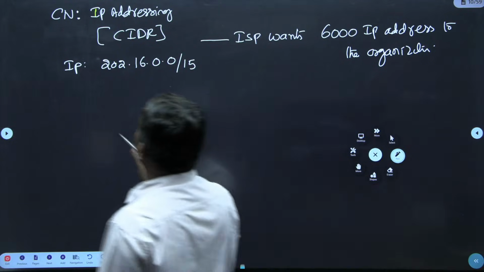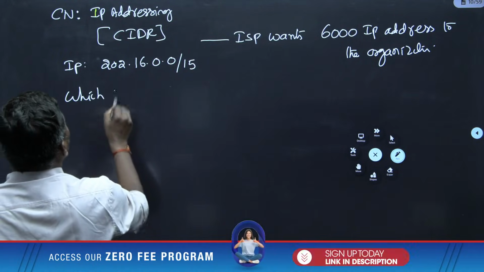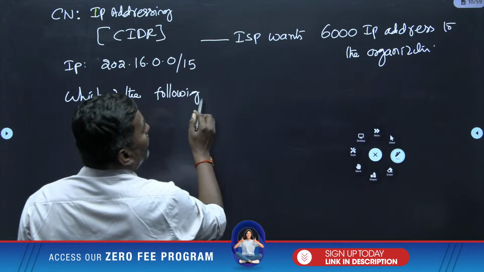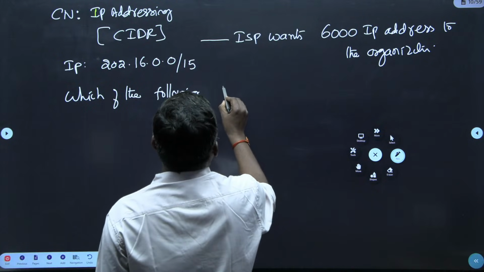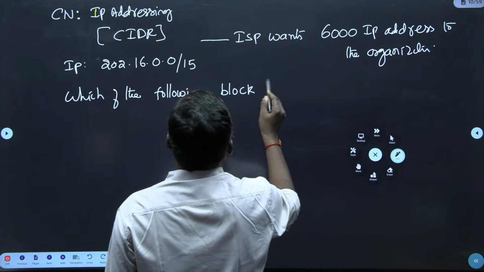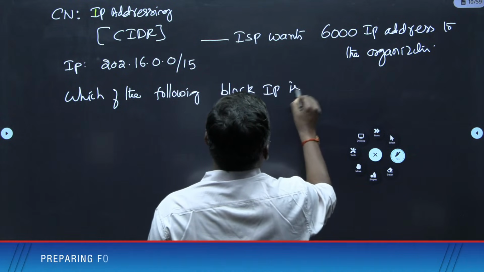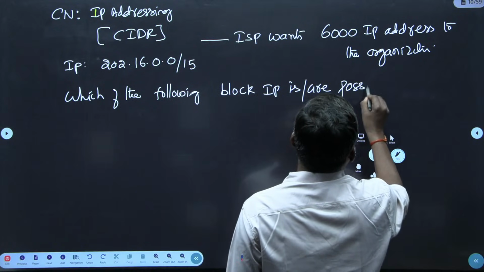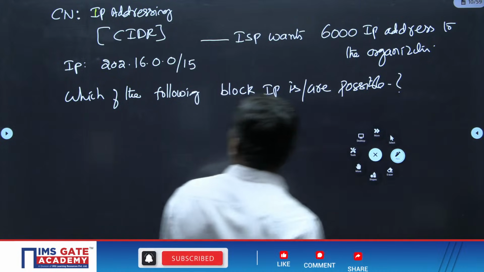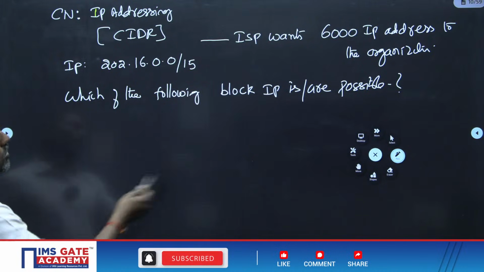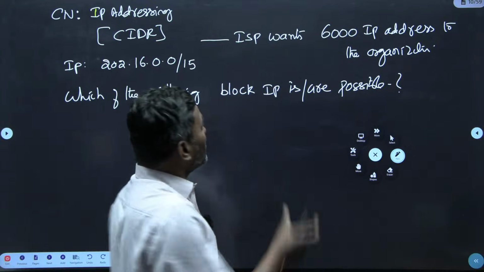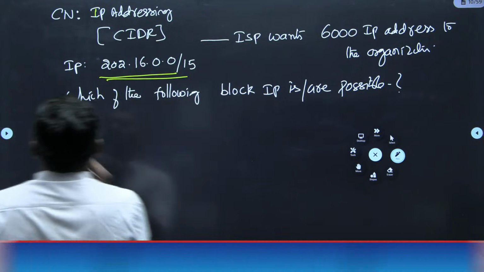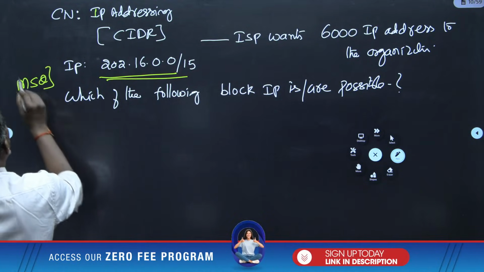Now the question is: which of the following block IPs are possible? Some sentences may be slightly changed, but ultimately: which of the following block IPs is possible for this organization to be assigned? I have to assign 6,000 IP addresses, and this is a block purchase. This is also an MSQ question, 2 marks.